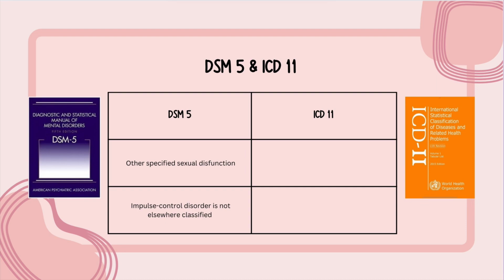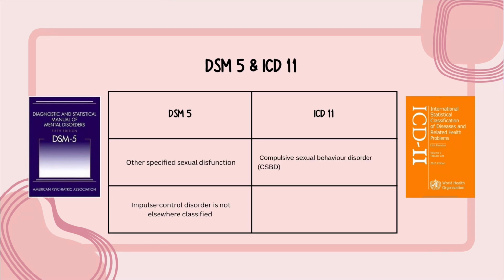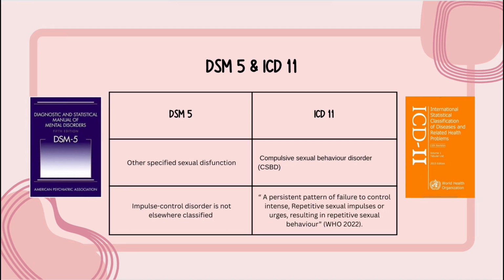In contrast, the ICD-11 developed by the World Health Organization does recognize compulsive sexual behavior disorder, also classified as CSBD, as a diagnosis under impulse control disorders. It defines CSBD as a persistent pattern of failure to control intense, repetitive sexual impulses or urges, resulting in repetitive sexual behavior. World Health Organization 2022. This difference highlights an important tension between American psychiatry and international classification systems.